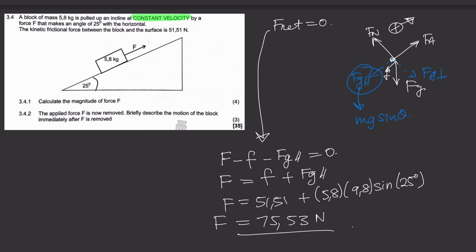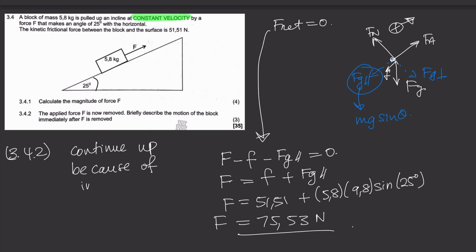3.4.2, the applied force is now removed. Briefly explain the motion of the block immediately after it's removed. So once this force is removed, the object will continue up, and this is because of inertia. Then it will stop. So it will continue up because of inertia, and then it will come to a stop.